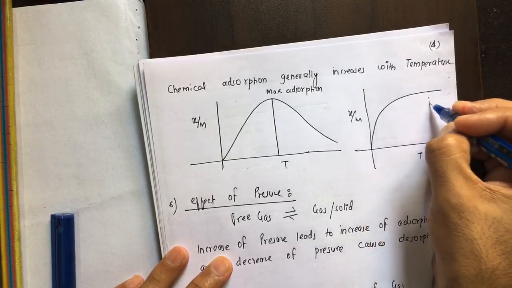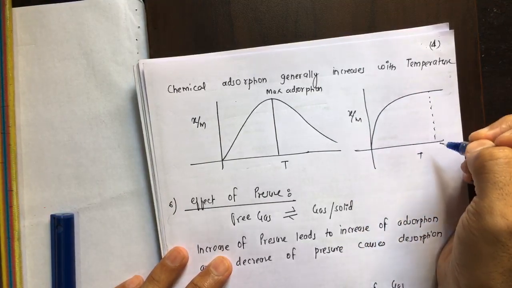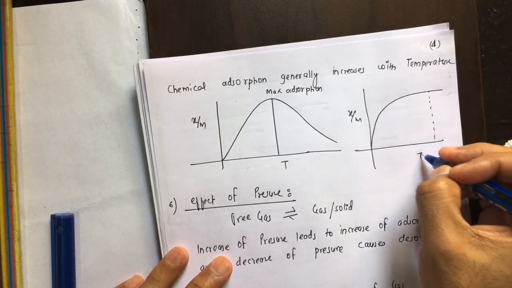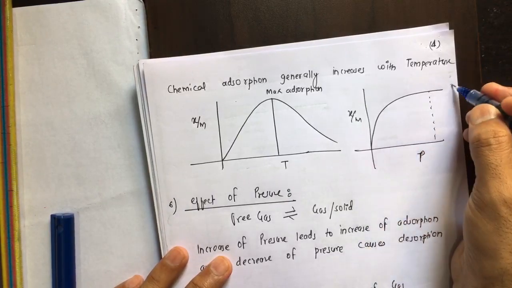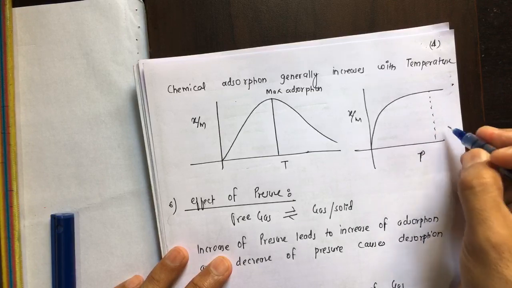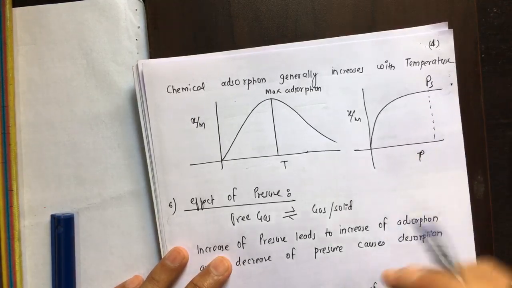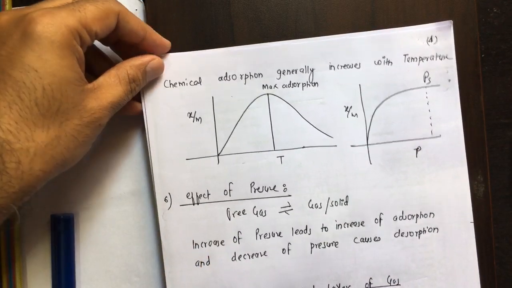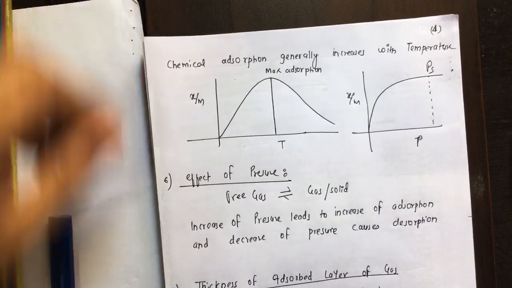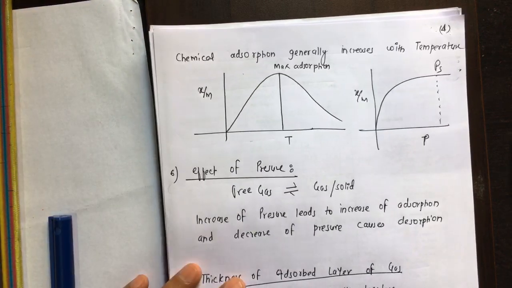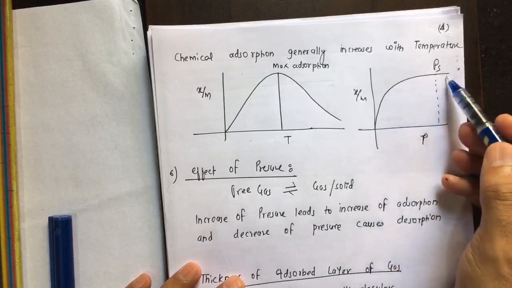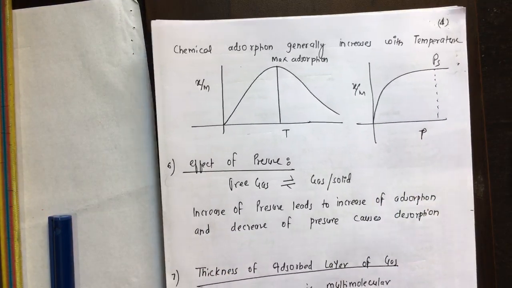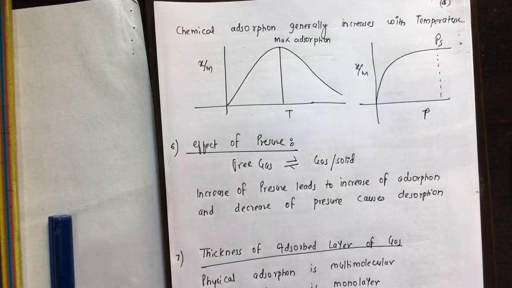I'm talking about pressure here. It is increasing and then becoming constant. This is nothing but called PS, and you know it better than me: it is called the saturation pressure. So it increases with pressure, and at this point it reaches a saturation point, which we call PS, the equilibrium point.